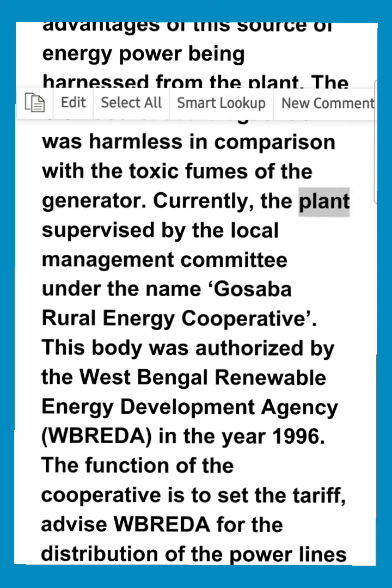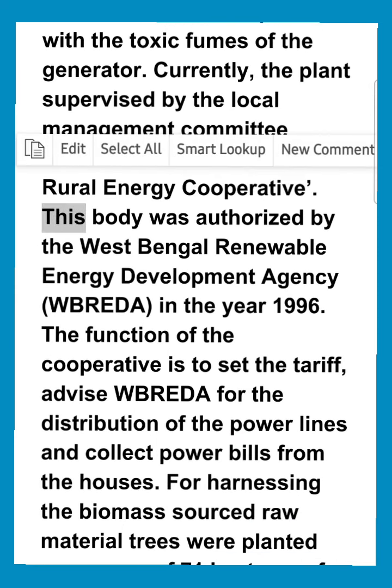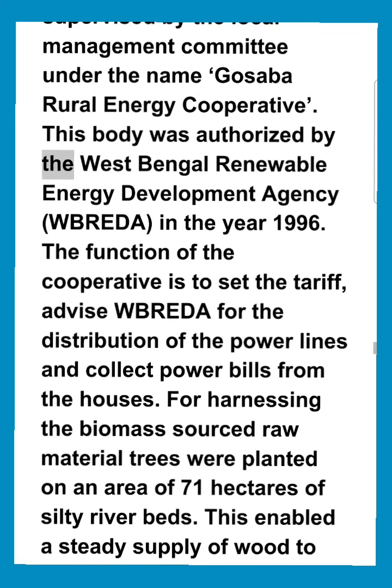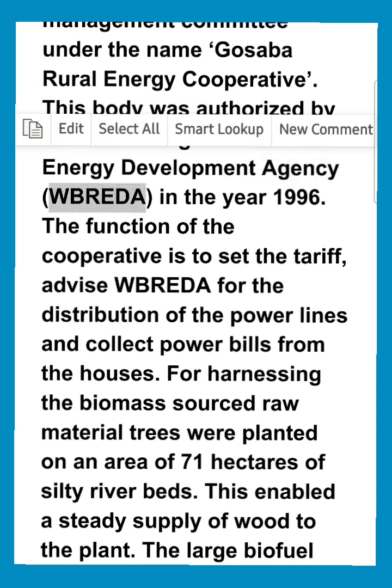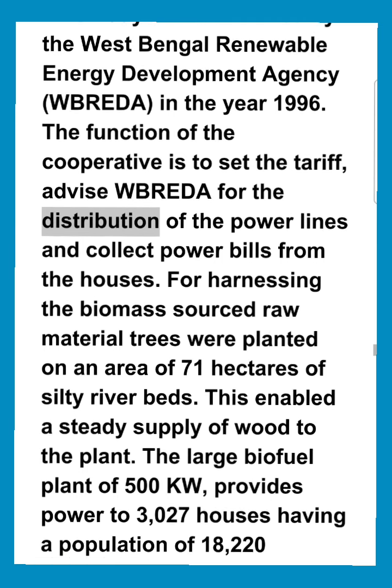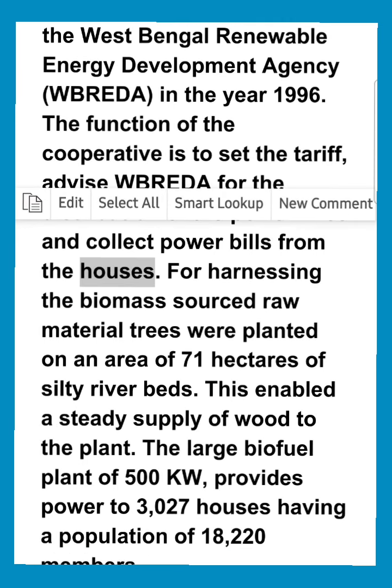Currently, the plant is supervised by the local management committee under the name Gosaba Rural Energy Cooperative. This body was authorized by the West Bengal Renewable Energy Development Agency (WBREDA) in the year 1996. The function of the cooperative is to set the tariff, advise WBREDA for the distribution of the power lines, and collect power bills from the houses.